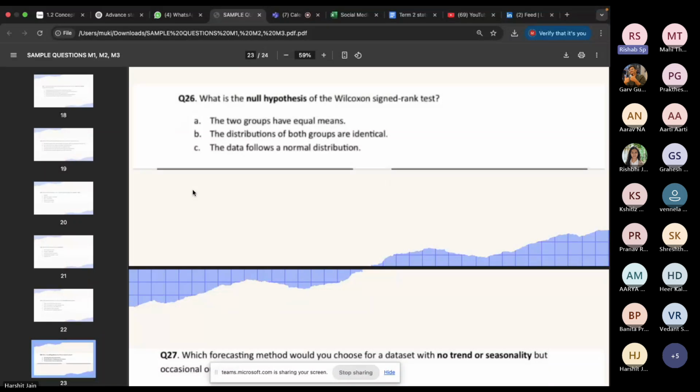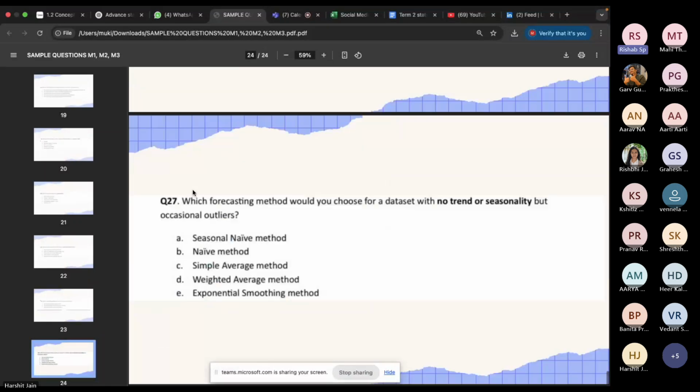Yeah, next question. Last question, right? 27. Which forecasting method would you choose for a data with no trend or seasonality but occasional outliers? Occasional outliers. I don't know on what basis we have to answer this. I actually don't know.